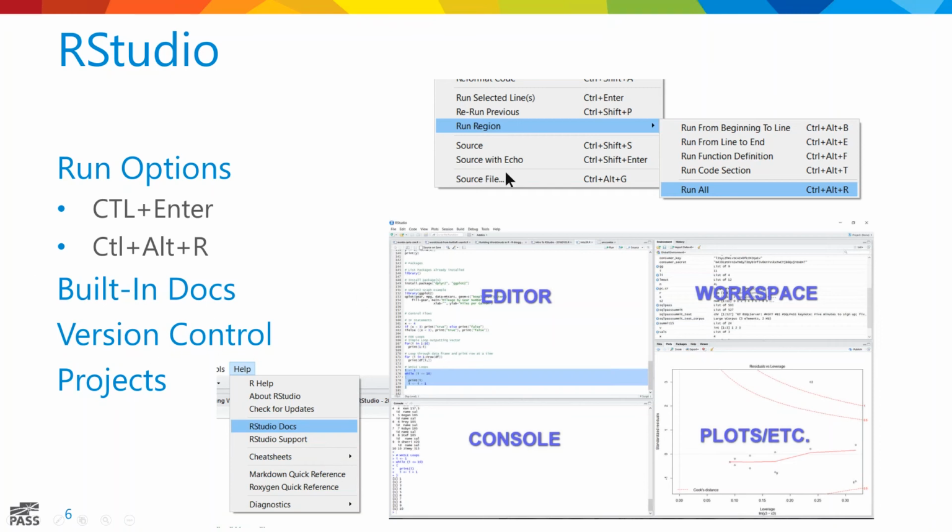And then there's also version control. If you use tools like Git, there is version control support built into RStudio. It's not the best. It can be slow at times, but it is there. I do use it. And then you have the ability to create projects. So you can create a project, have multiple files, and use that in RStudio.